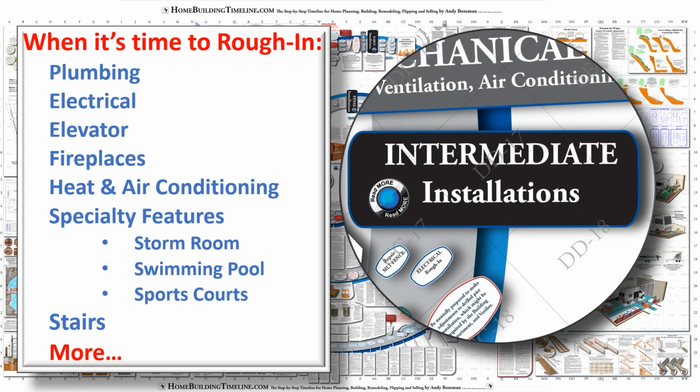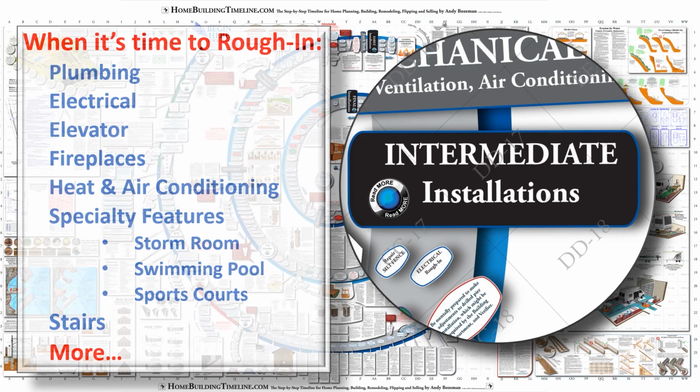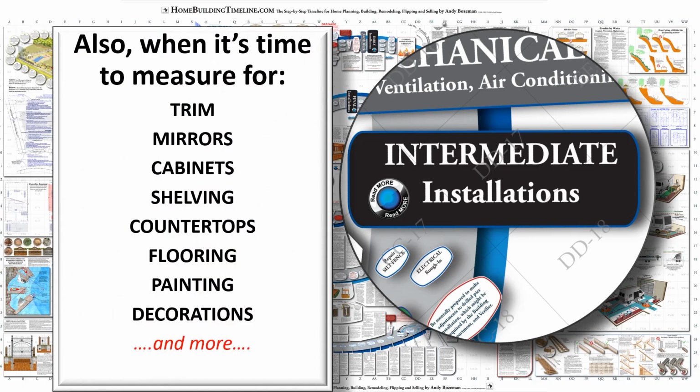Intermediate installations show when it's time to rough in plumbing, electrical, elevators, fireplaces, heating and air conditioning, and specialty features like storm rooms, swimming pools, sport courts, and stairs, and more. Also, in intermediate installations, you are shown when it's time to measure for trim, mirrors, cabinets, shelving, countertops, flooring, painting, decorations, and more.